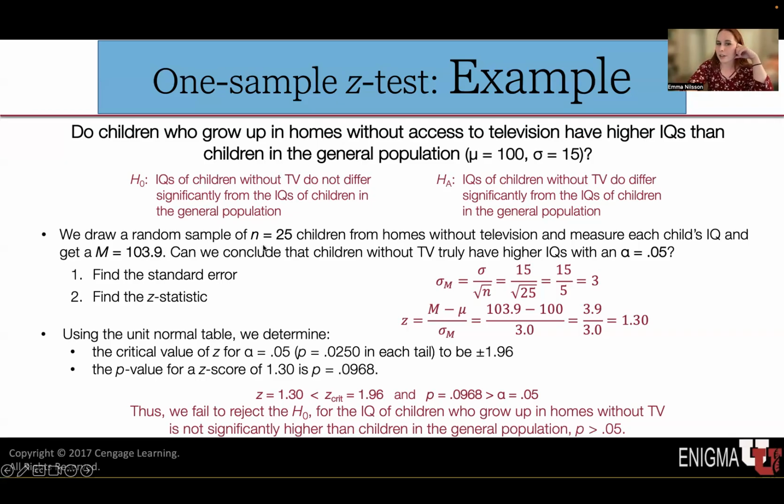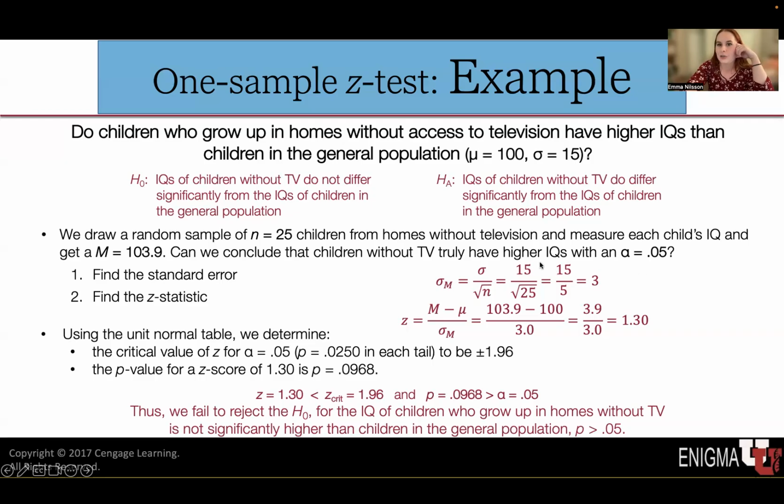Let's say we drew a random sample of 25 kids from homes without television, and we measured the IQ, and we got a sample mean, excuse me, of 103.9. And the question is, can we conclude that children without TV truly have higher IQs?